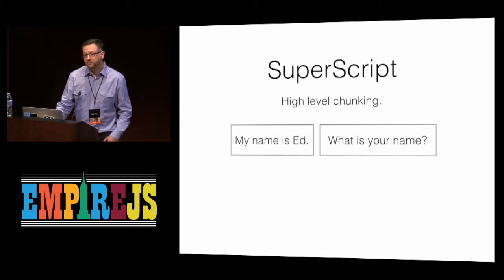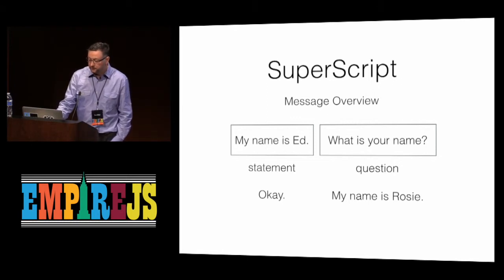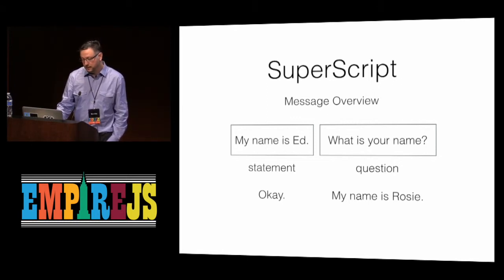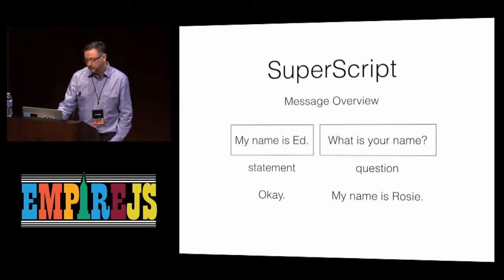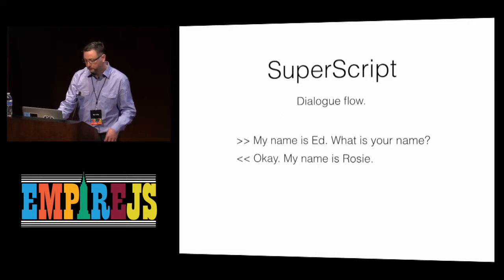Each chunk is passed into the system, and we parse them in series. In this case, for my name is Ed, we know it's a statement, and it might resolve to something like okay. And then the other piece, we know that's a question, and it could match something like, my name is Rose. When everything is all said and done, the system comes back and returns essentially one sentence stream, and that's how that works.